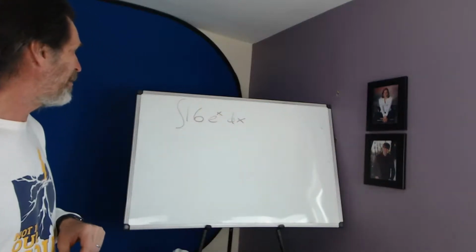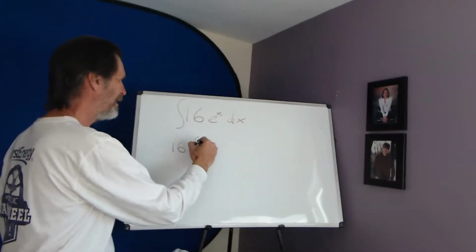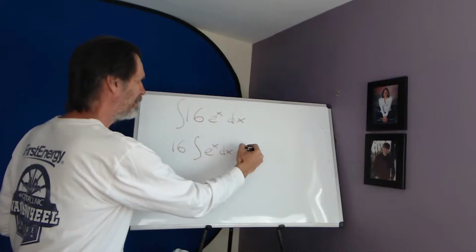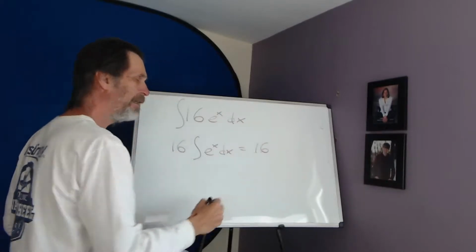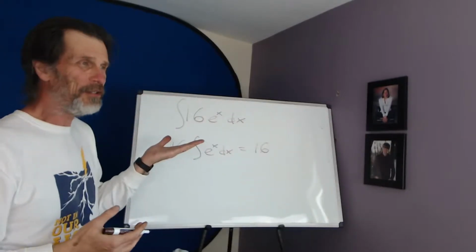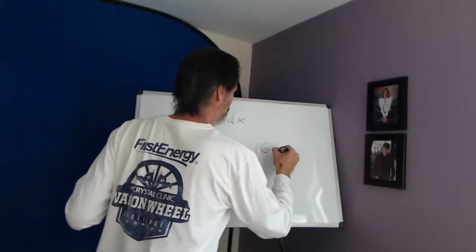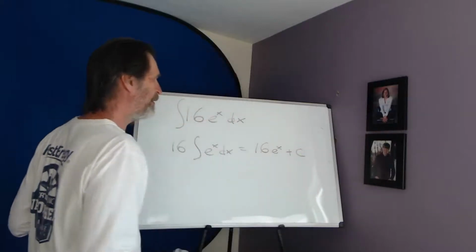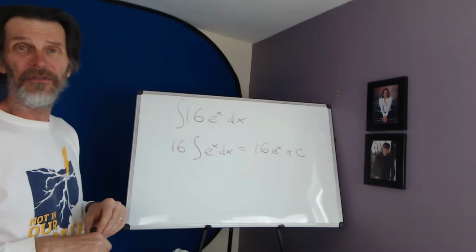So if we have that problem, it's a 16 as a constant multiplier, 16 antiderivative e to the x dx. Okay, 16 is a constant multiplier, bring it along, and then think about, well, what function has a derivative of e to the x? E to the x does. So we're going to continue that as e to the x, and then plus c. So that problem doesn't really change if we change our variable.